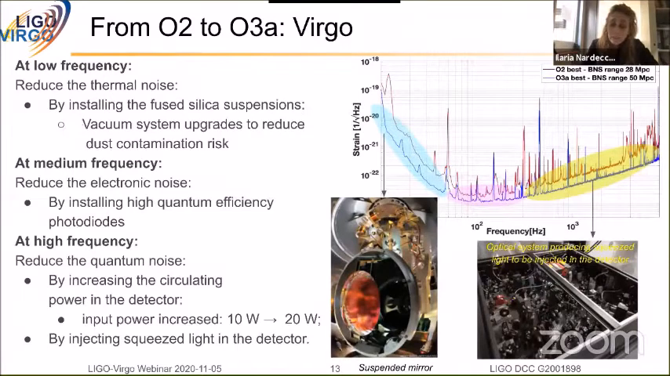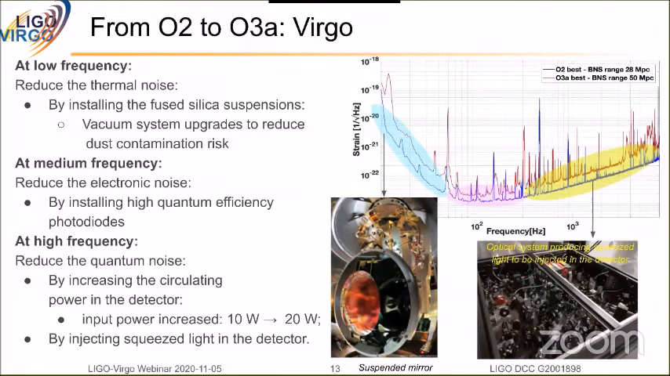Finally, concerning Virgo, the big improvement in the low frequency was achieved by reducing the thermal noise. In fact, we installed fused silica suspensions to suspend the mirror. At the same time, the vacuum system has been upgraded to reduce the dust contamination risk for the fibers. At medium frequency, the improvement in the sensitivity has been reached thanks to the reduction of the electronic noise, which is a typical technical noise, by installing high quantum efficiency photodiodes on the dark port of the detector.